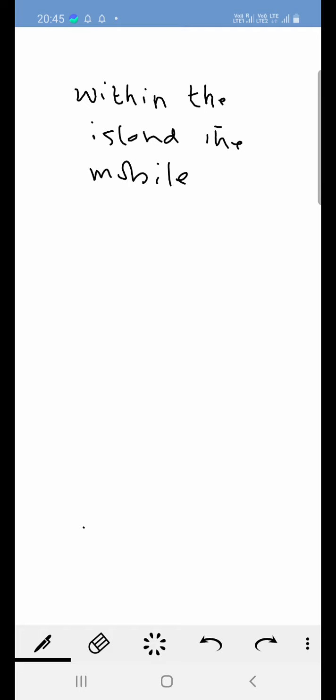Now, within the island, the mobile electrons will tend to form a puddle.